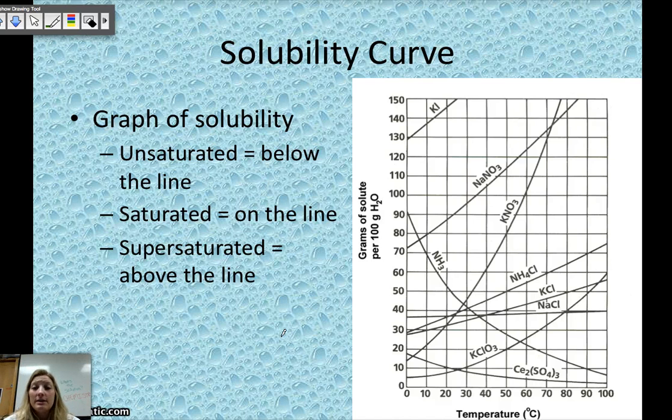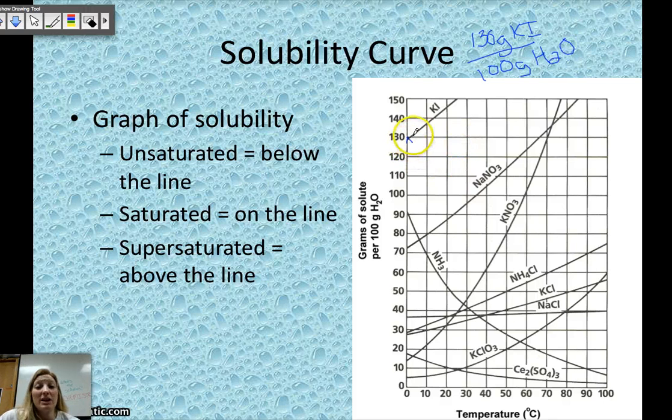You can graph this type of solubility, unsaturated, saturated, and supersaturated, pretty easily. So we have our grams of solute, usually per 100 grams of water. So here's our 100 grams of water, and this line is going to tell us how many grams of solute. So for KI here, in 100 grams of water at 0 degrees Celsius, we can put 130 grams of KI in 100 grams of water.